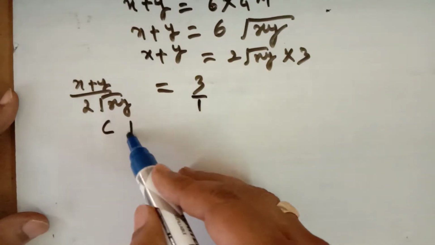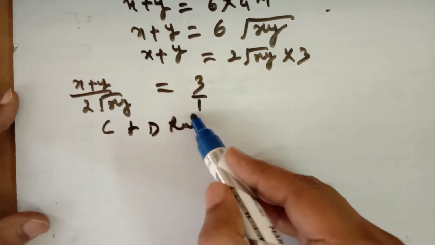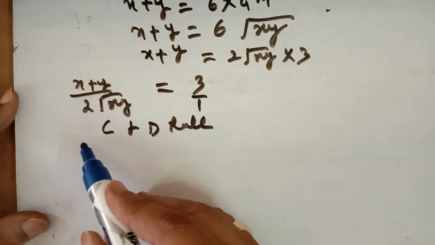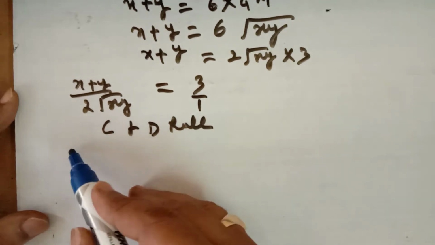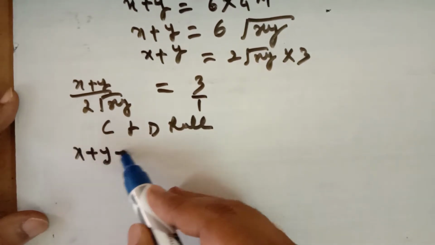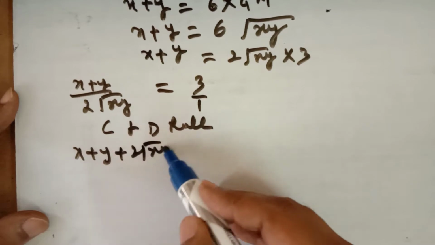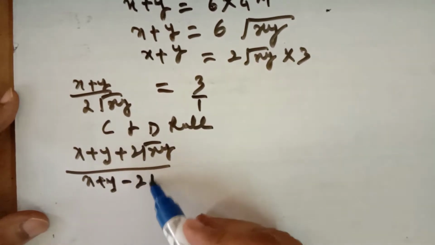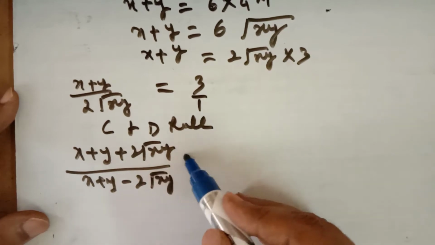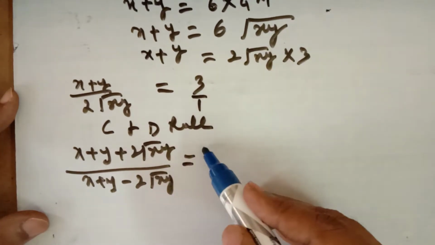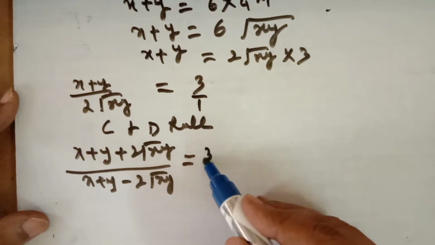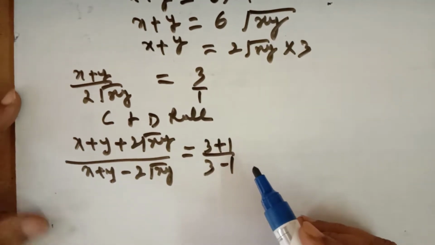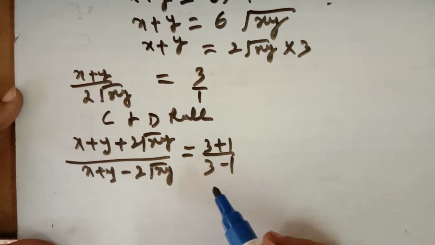Then you have to use the componendo and dividendo rule. Now what is the componendo and dividendo rule? If x upon y is equal to a upon b, then in componendo and dividendo you add both the numbers in the numerator and subtract both the numbers in the denominator. If you are unable to understand it, see the right hand side: the componendo dividendo is 3 plus 1 upon 3 minus 1. Add both the numbers in the numerator and subtract both the numbers in the denominator.